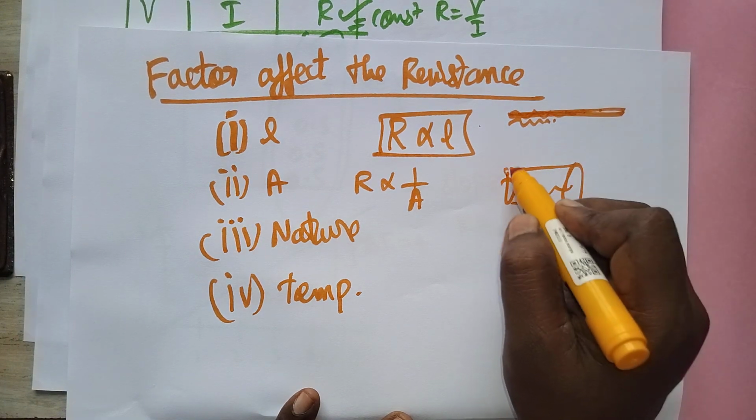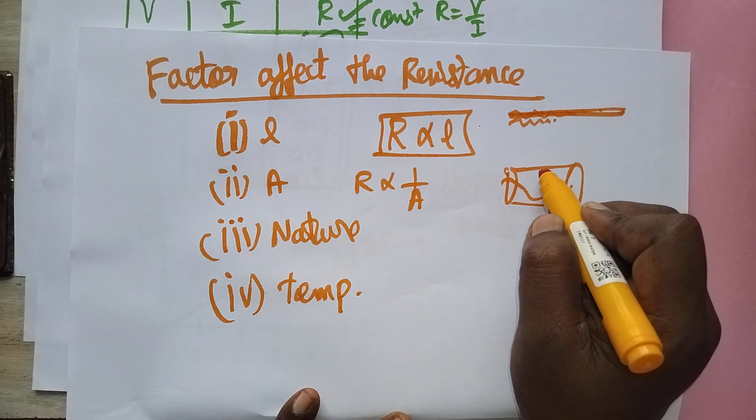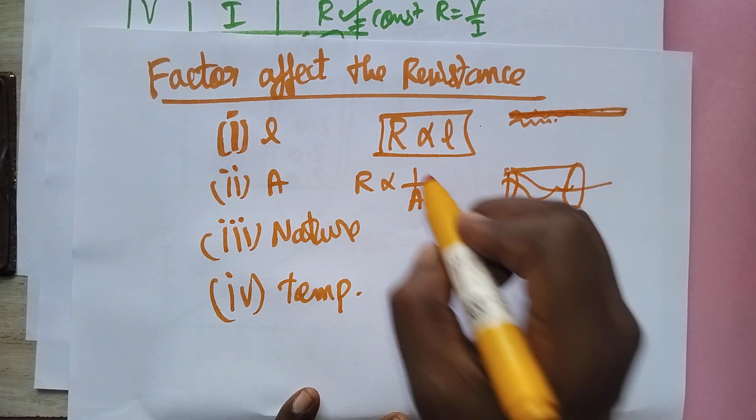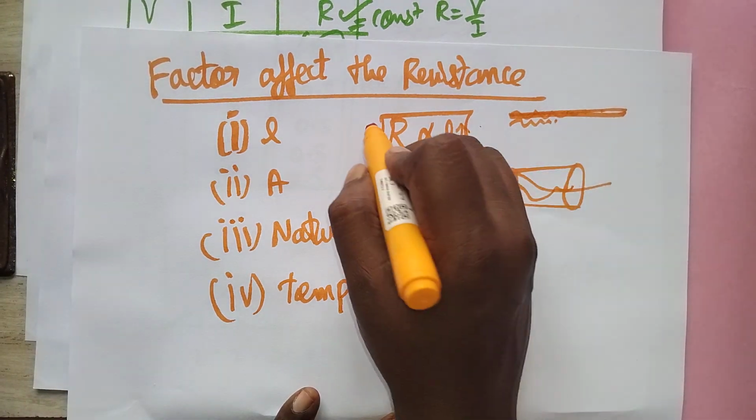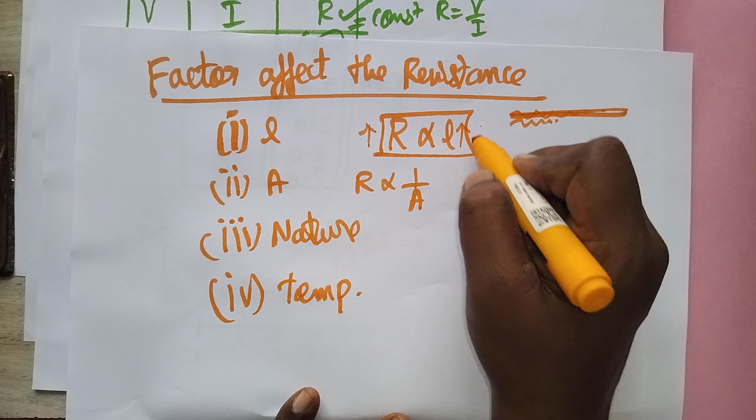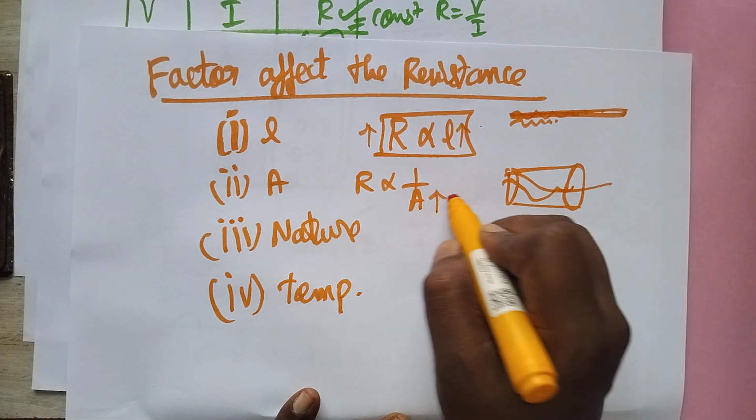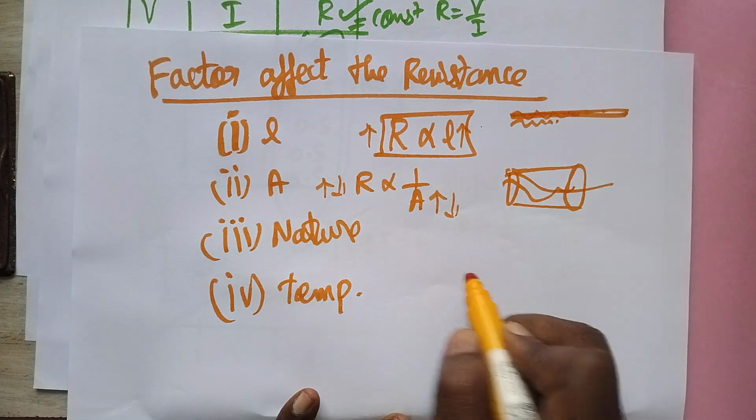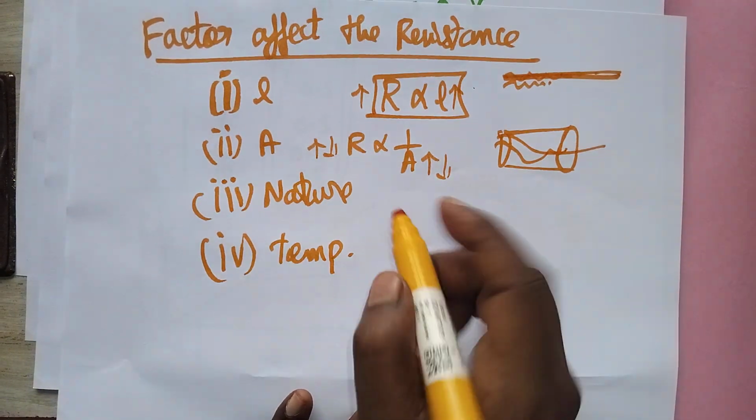Okay, it's a very big area, like a very big road. Okay, easily we can come. Okay, that is the difference. See here, when the length increases, resistance will increase. When the length decreases, resistance decreases. When the area increases, resistance decreases. When the area decreases, resistance increases. Inversely proportional.